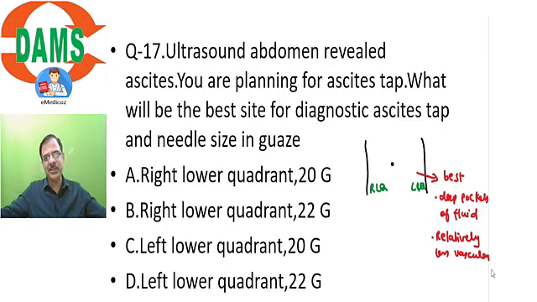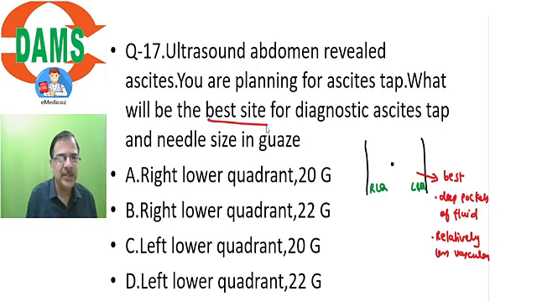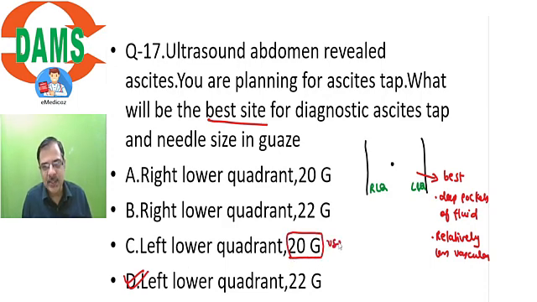If it is a very tense ascites, huge ascites, you can take it from there. That is not contraindicated. But the question says which is the best site for a diagnostic tap. The best site has deep pockets of fluid, as well as being relatively less vascular. But what is the needle size? The needle size for a diagnostic tap is 22G. 20G is a wide bore needle, used for a therapeutic tap.